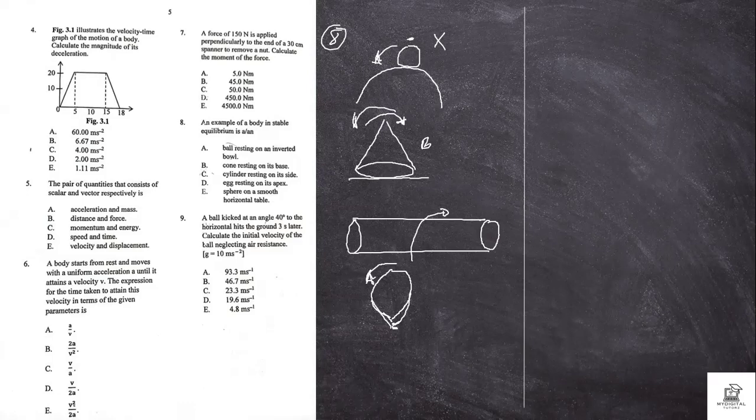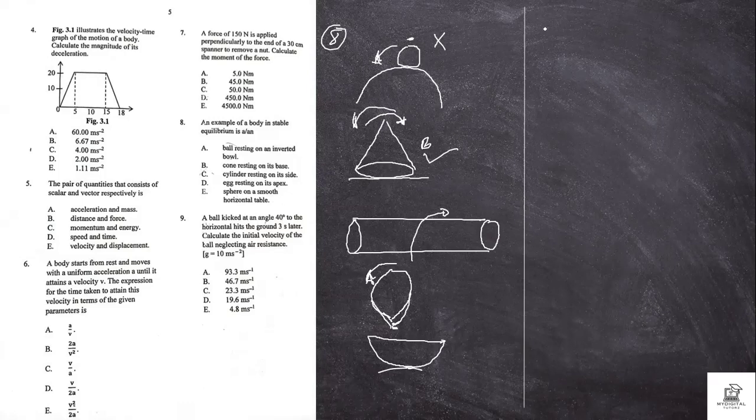The last one is a sphere on a smooth horizontal table. Also, it's not stable. We have a sphere on a smooth horizontal table. If I displace this sphere in this direction, it will not come back. So our correct option here is option B, a cone resting on its base. I hope this is understood.